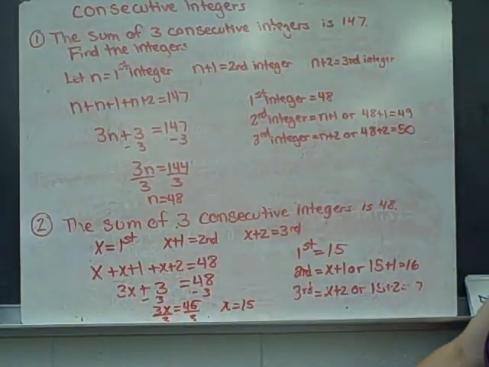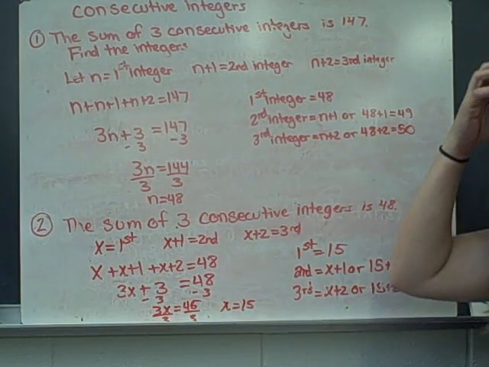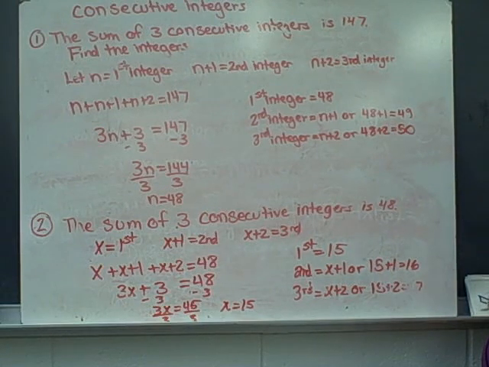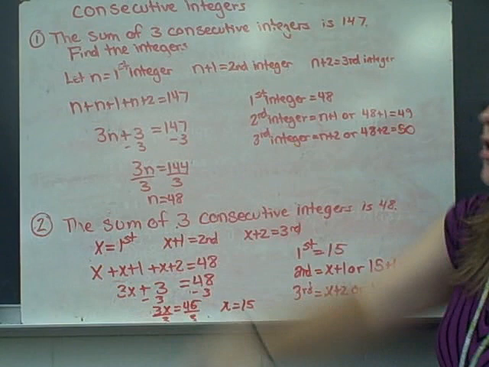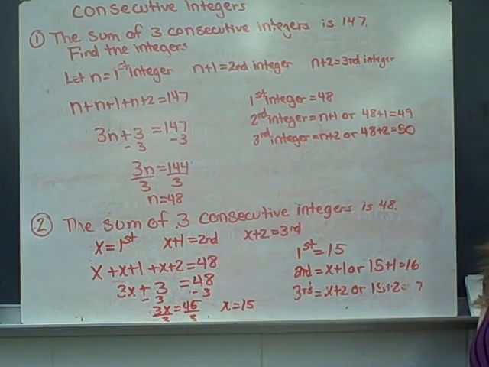Consecutive integers. Remember, consecutive integers are numbers that are right after each other, like 3 and 4, 5 and 6. So it says the sum of 3 consecutive integers is 147. Find those integers. So let's define our variable. We're going to let n be our first integer. I just picked the letter n, it doesn't matter. So n is my first integer.